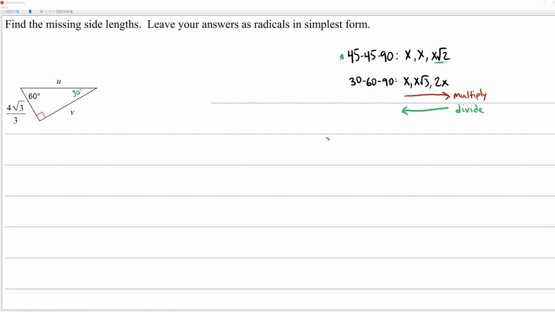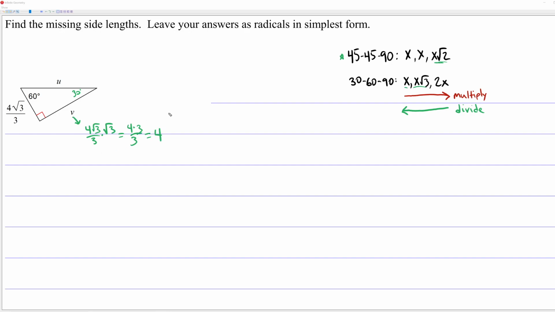So if we want this side v, so we're going from the smallest to the middle, we have to multiply by the square root of 3. So we're going to take this number, as ugly as it is, and we're going to multiply by the square root of 3. So we have 4, the square root of 3 times the square root of 3 is 3. We have this 3 in the bottom, the 3's cancel. So v is equal to 4.